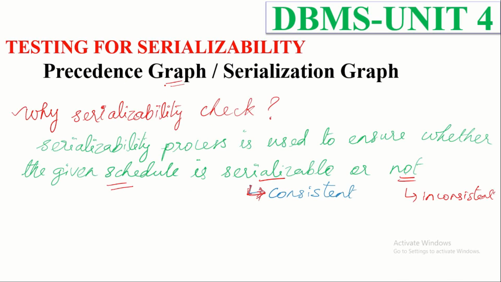This precedence graph, what we are going to learn now, is one of the very efficient methods used for testing the given schedule as a conflict serializable one.